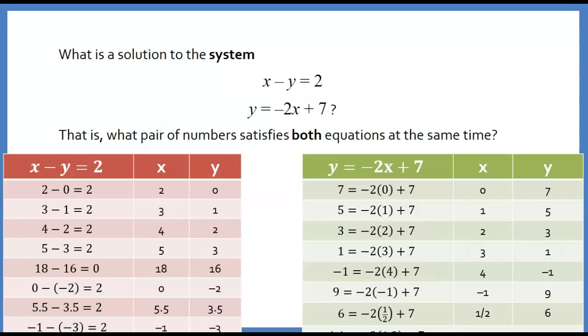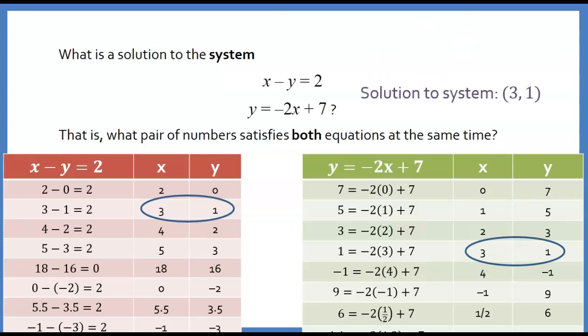Oh, I see one. Do you see it? Yeah, the pair 3, 1 is on both lists. So that would be the solution to the system. If we want both equations to be true, that happens when x is 3 and y is 1. And that turns out to be the only time that happens. So the only way that both equations can be true at the same time is for x to be 3 and y to be 1. So that is the solution to the system.